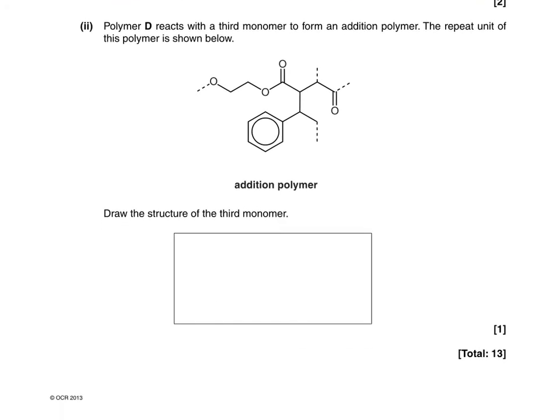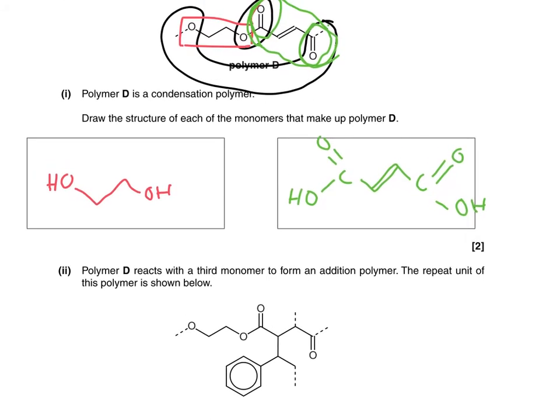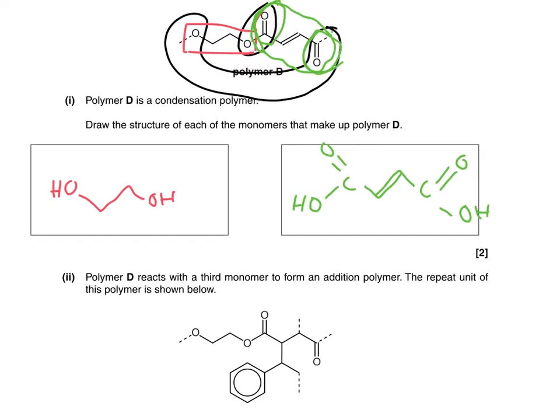Right, so polymer D reacts with the third monomer to form an addition polymer. We've got the repeat unit there. It wants to know what the structure of the third monomer is. So with an addition polymerization, the part that we're looking at, let's pick yet another colour as if it wasn't busy enough, is going to be this double bond here. So this double bond here is what we're looking at.